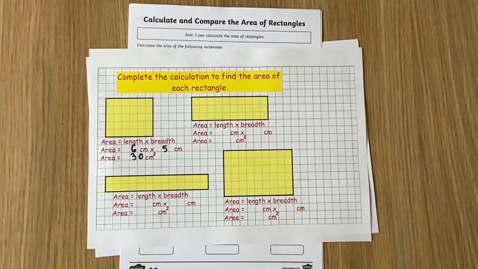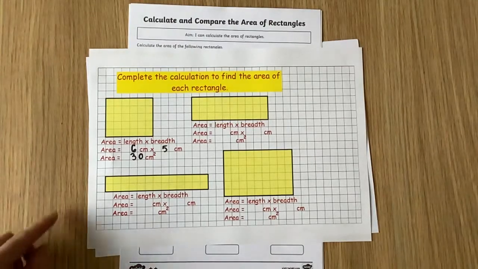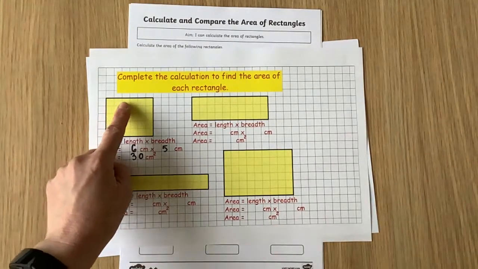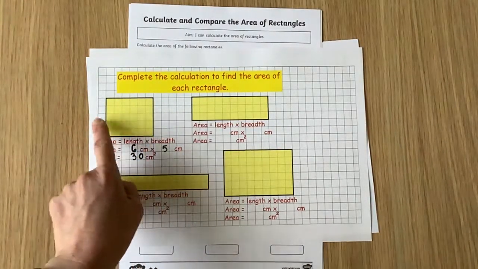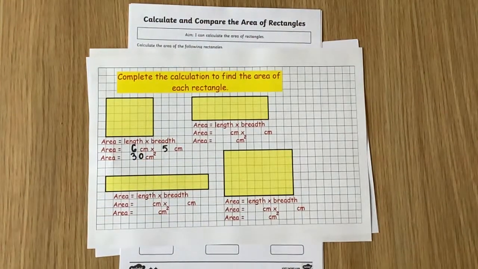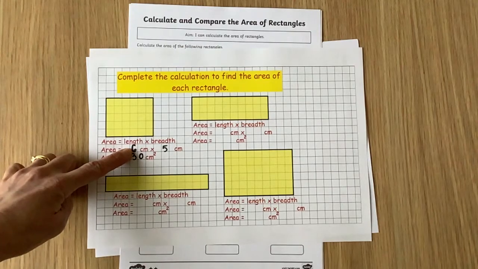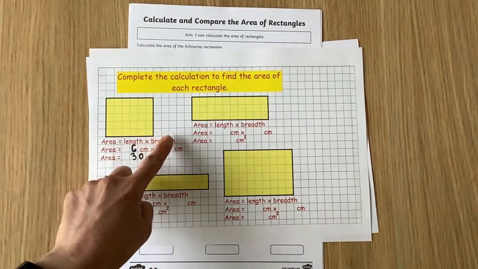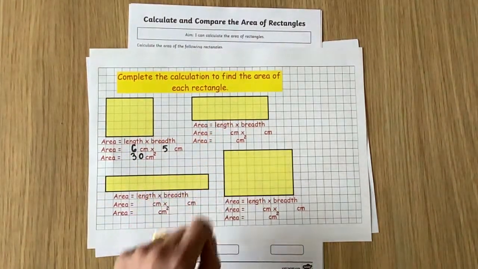I could prove it to myself by counting all the individual squares. So I could go back and count 1, 2, 3, 4, 5, 6, 12, 18, 24, 30. I could count them all. But we learned in P5 that we can multiply length times breadth.